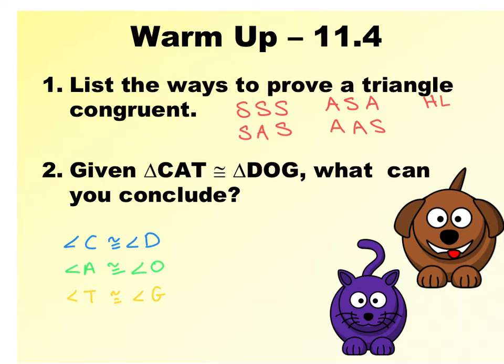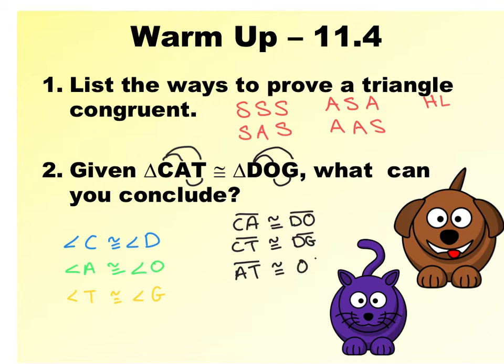We can also get all the corresponding sides to be congruent. So side CA is congruent to side DO, side CT is congruent to side DG, and side AT is congruent to side OG. So I take all the corresponding sides and they are all congruent. Even though I don't have a figure to look at, I can look at the congruence statement and get all the corresponding angles and all the corresponding sides.